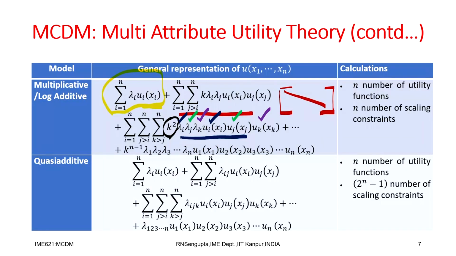In the case of quasi additive, you consider the weights as lambda I j depending on the ideas you are going to consider for the multi attribute. So, coming back to the multiplicative or log additive, you have n number of utility functions and n number of scaling constraints. For the quasi additive, there are n number of utility functions and 2n minus 1 number of scaling constants, because the scaling constants are not lambda i's now themselves, they are lambda I j depending on how the scaling factors have been taken into consideration.